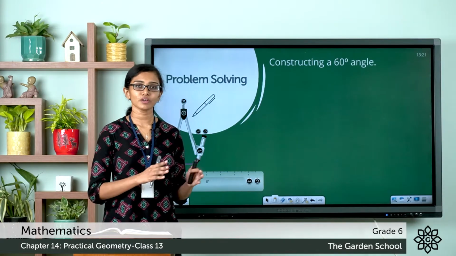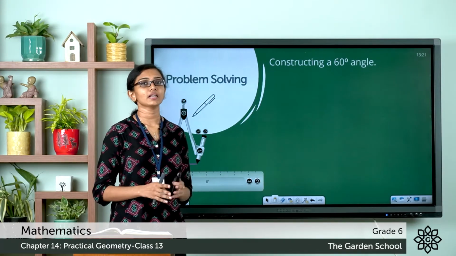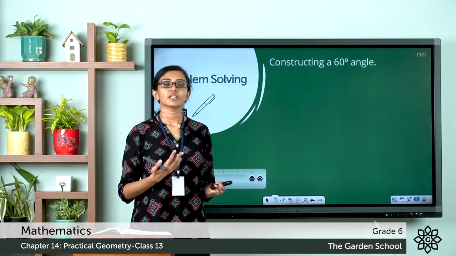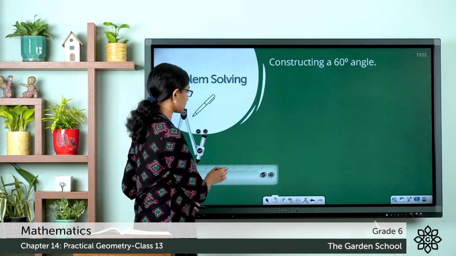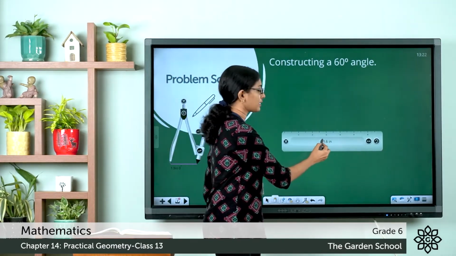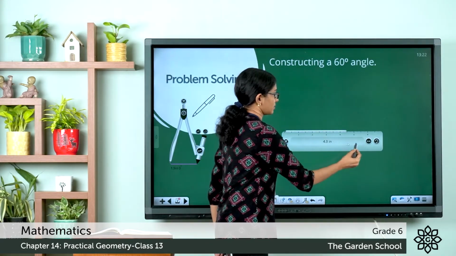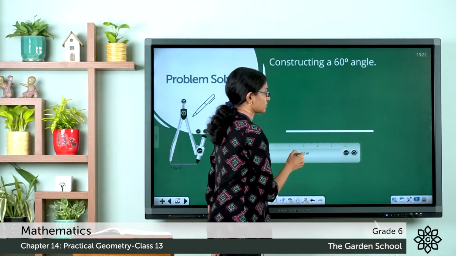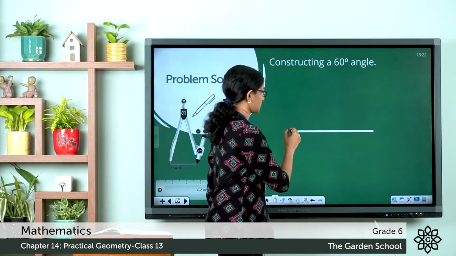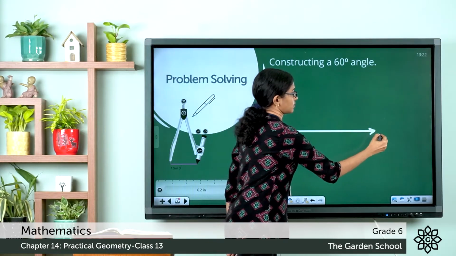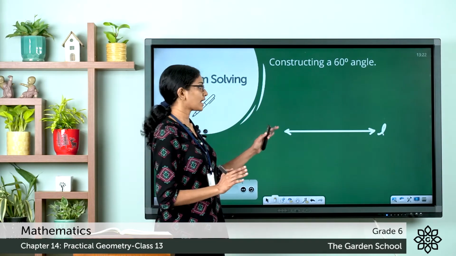The first step is to take the ruler, draw a line L of any length. So let's draw a line now. Take the ruler, place it properly on the paper. Now draw a line L of any length. So here we have line L.